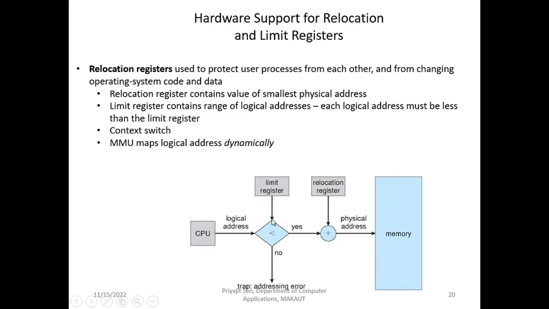Address is less than limit register. This will be checked here. If it is yes, then the relocation register is coming and they are added: the logical address and the relocation register will be added so that you can get the physical address that will map to the main memory. And if the condition is false, then the same error will be shown there, that is addressing error. Okay, that we have already shown.